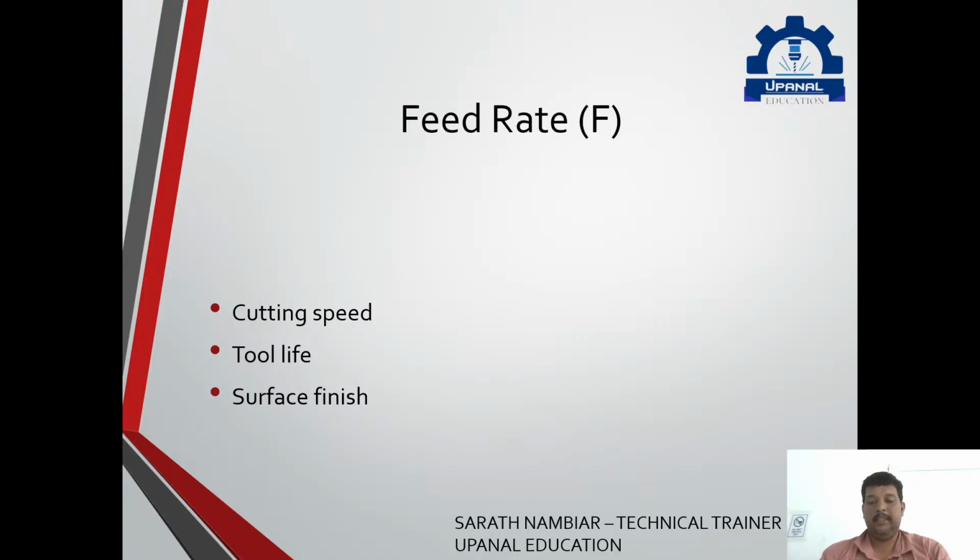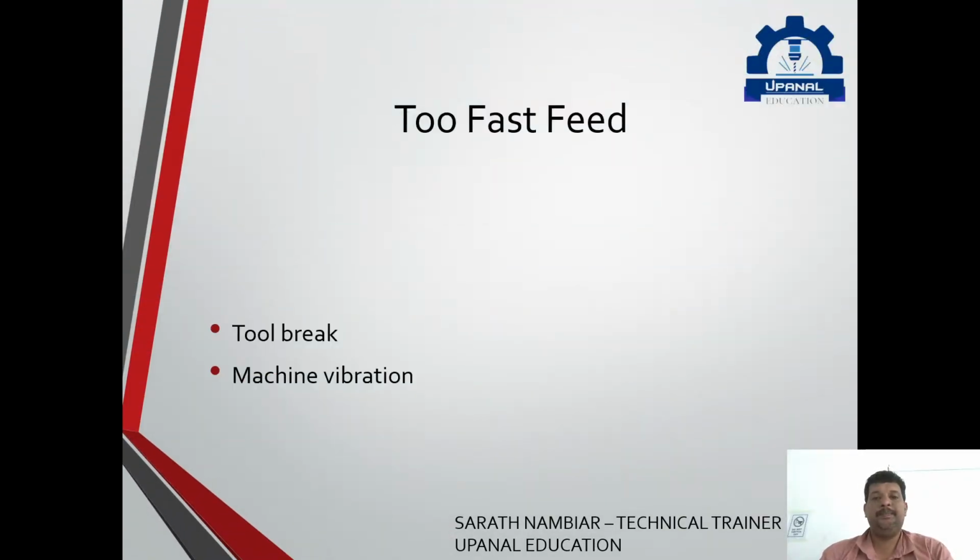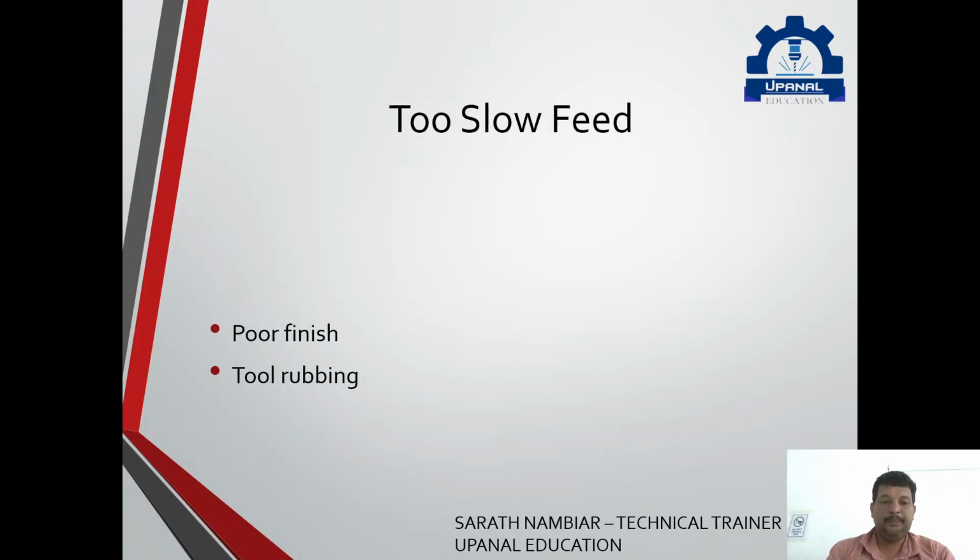So what will happen if it is too fast feed? If the feed is too fast, the tool may break, and there are chances of machine vibrations. And what will happen if it is too slow? When it is too slow, the finish will be very poor, and the tool will start to rub. The tool rubbing will happen, and it will damage the tool much faster. Understood? Then next we are going.